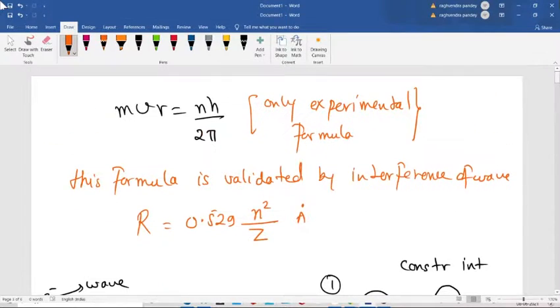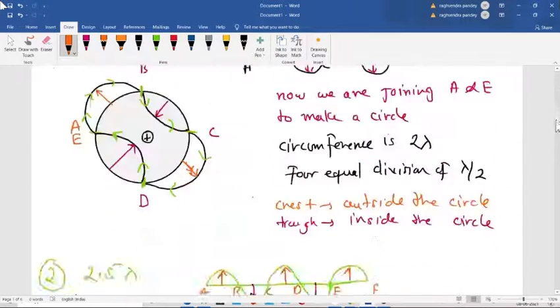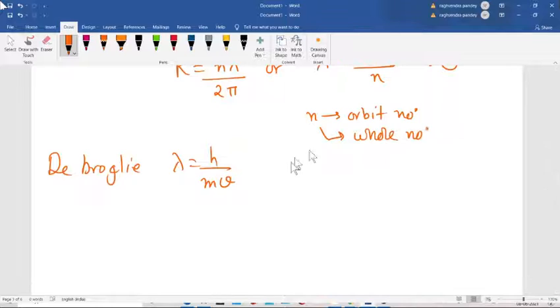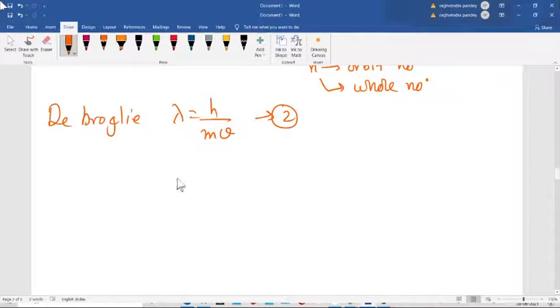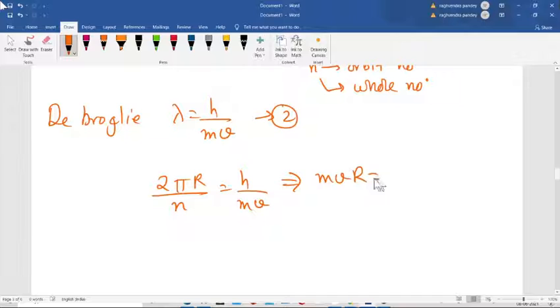Now what I told you in the starting, that this formula is validated by the interference of the wave, constructive and destructive interference. mvr is equal to nh upon 2 pi. Now, lambda is equal to 2 pi r by n. So I can write 2 pi r by n is equal to h upon mv, and you can write mvr is equal to nh upon 2 pi.